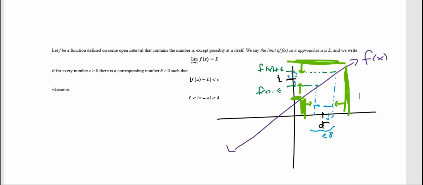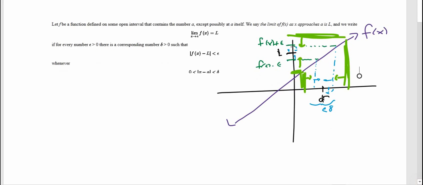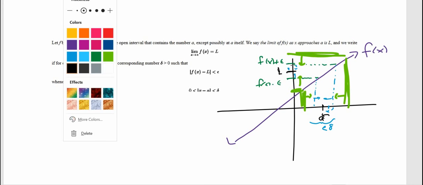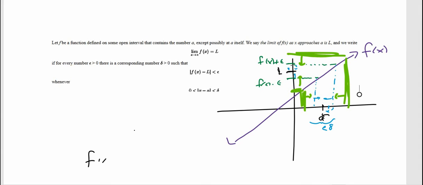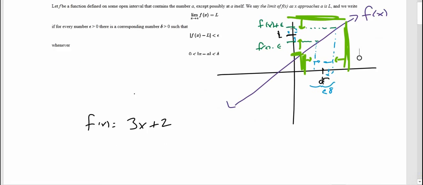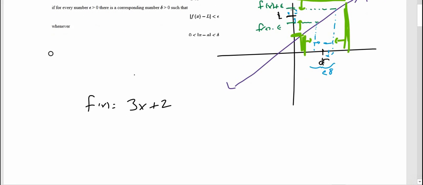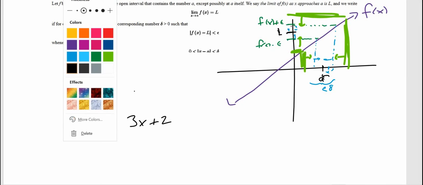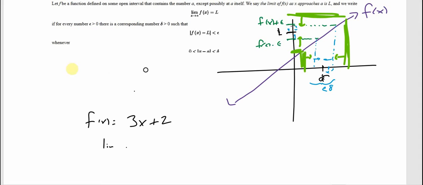So that's our goal. We have to find what those intervals are. So let's suppose our function f of x is just the linear function. Let's say that is 3x plus 2. Okay? And my claim is that the limit as x approaches, let's say 4, of 3x plus 2 is going to be 14.